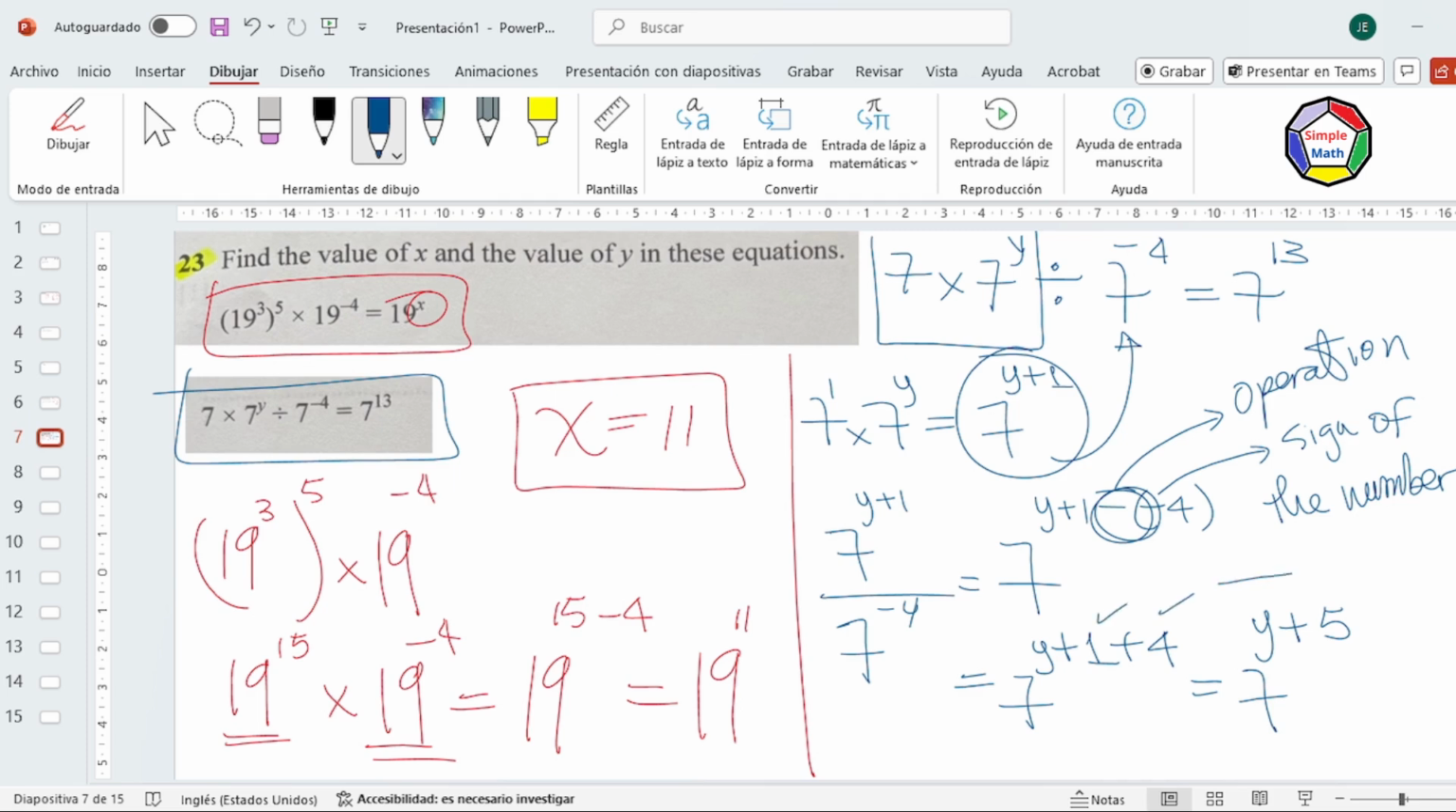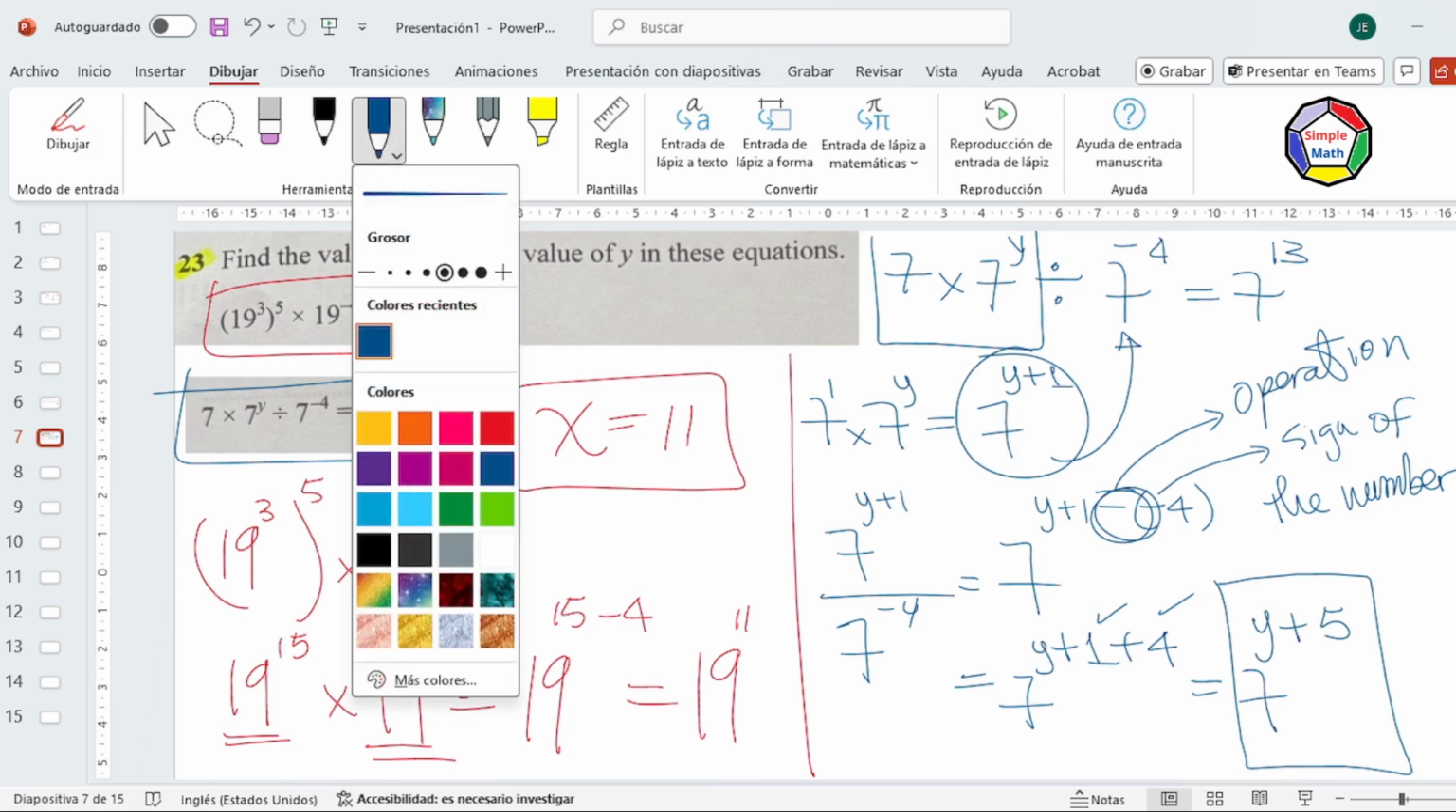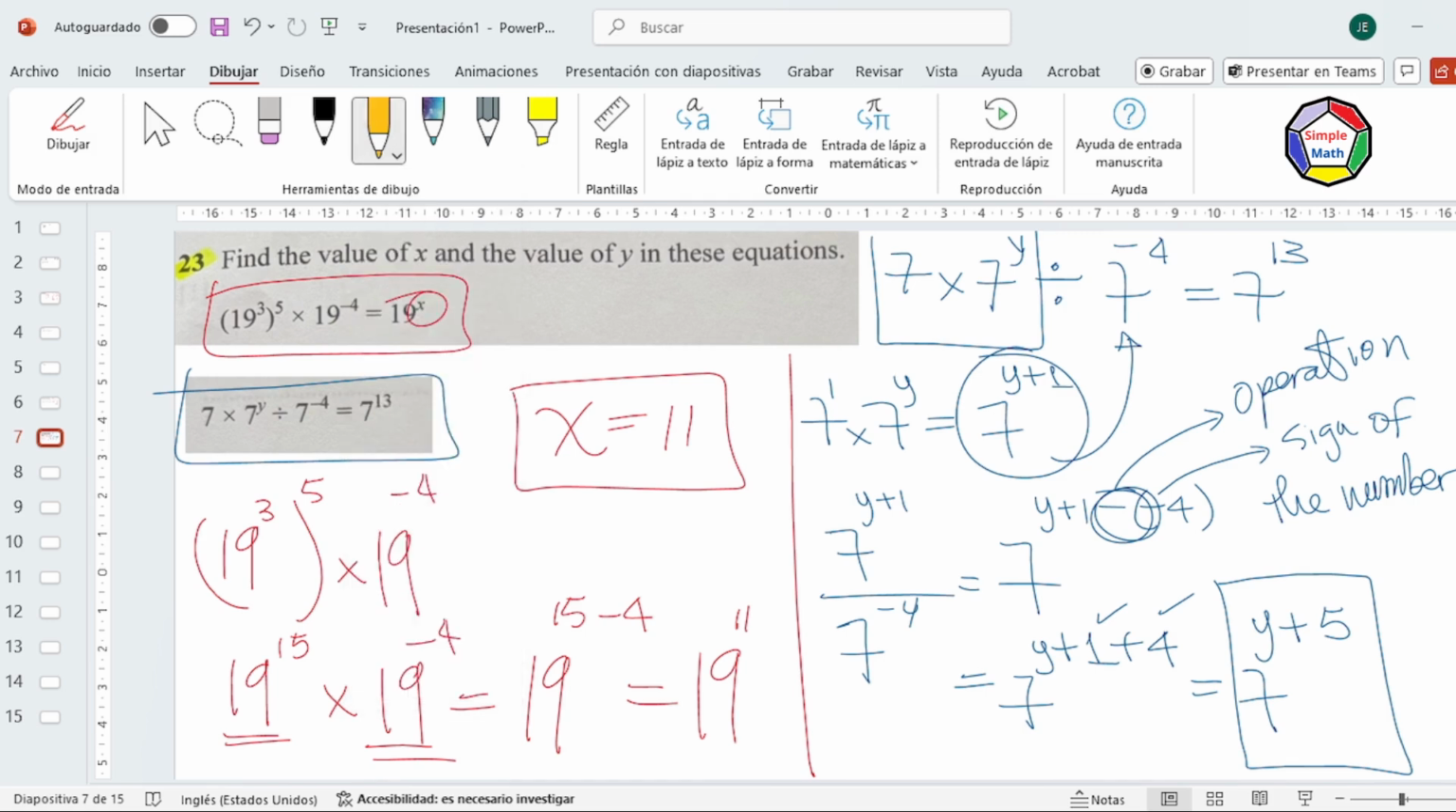All right? So here we have this. But according to the question, I'm going to change the color now. Let's choose a yellow one. If you see the exercise, it says that the answer must be 7 to the power of 13. So one number has to take the variable y that when we add plus 5, the answer is 13.